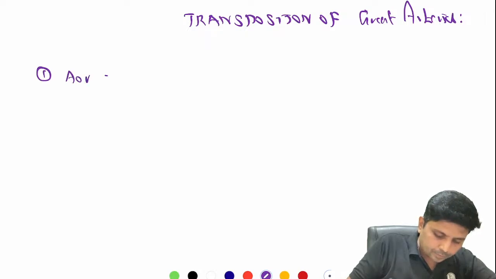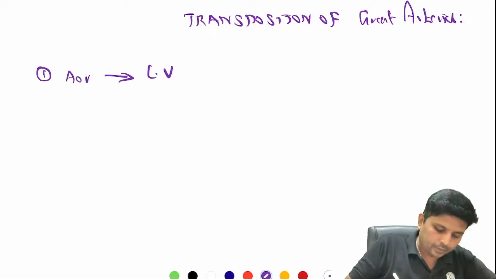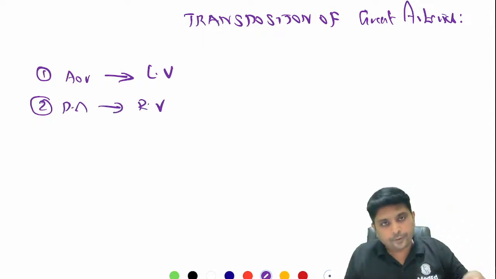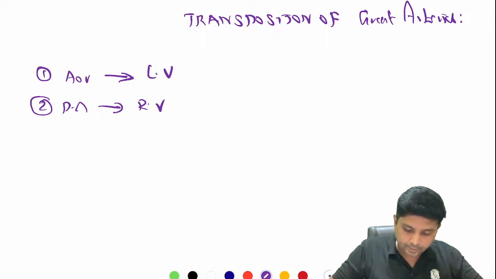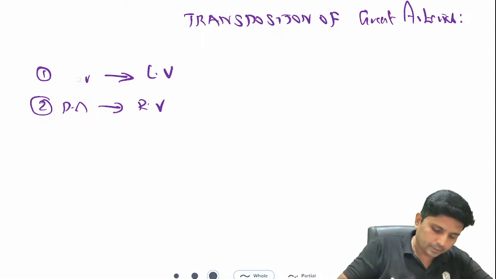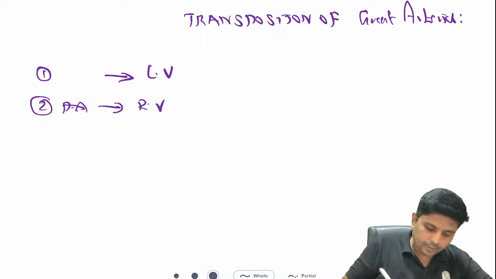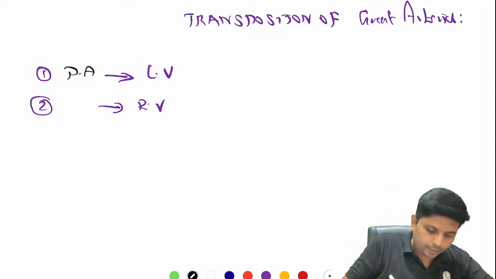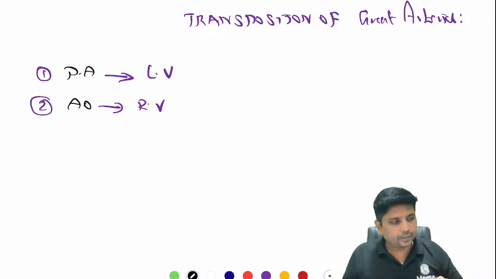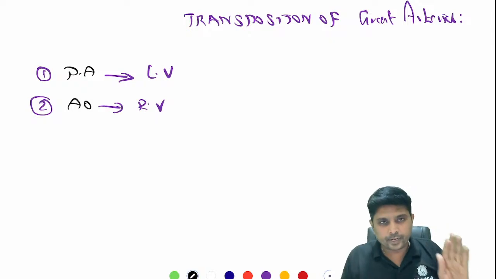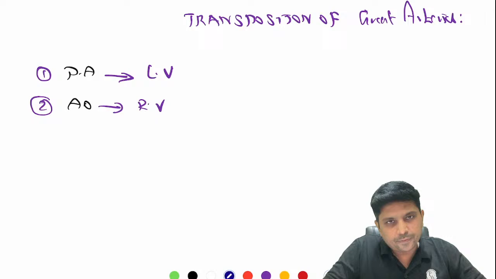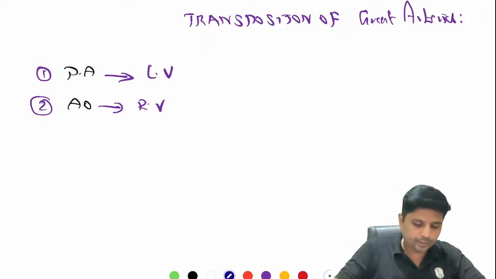Aorta arises from left ventricle and pulmonary artery arises from right ventricle. But what happens in case of transposition of great arteries? Your pulmonary artery arises from left ventricle, and aorta arises from right ventricle. This is called transposition of great arteries.